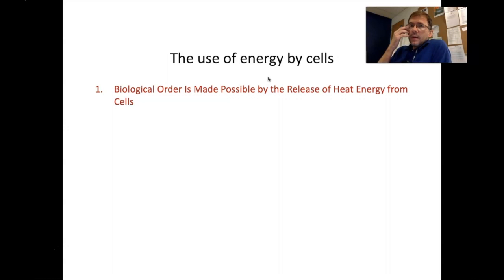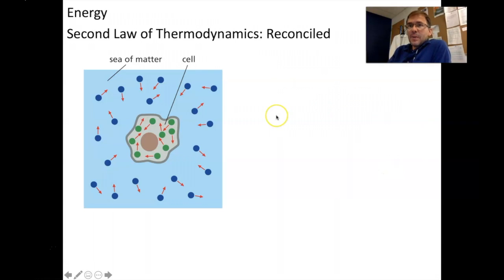So how is that possible? How can you kind of disobey the second law of thermodynamics? It's made possible because there's the release of heat energy from cells. And heat is super chaotic, right? It's basically increased activity and vibrations of molecules, increasing their chaos. So this is how we reconcile the organization you see at the cellular level, which is something that doesn't disobey the second law of thermodynamics.